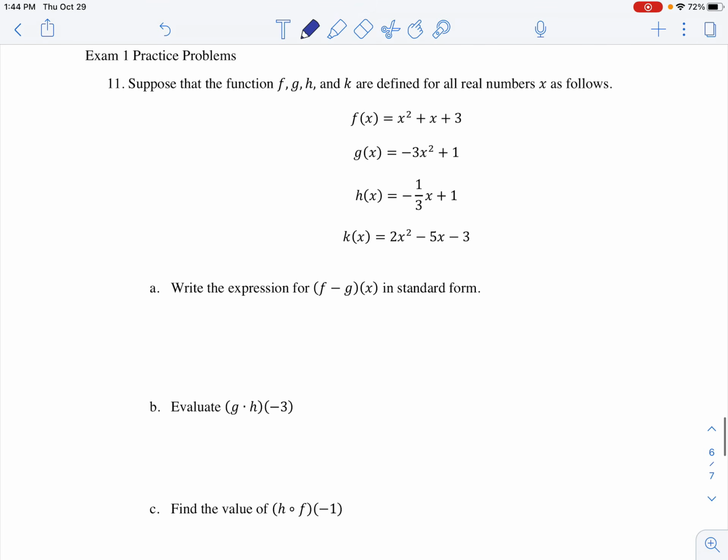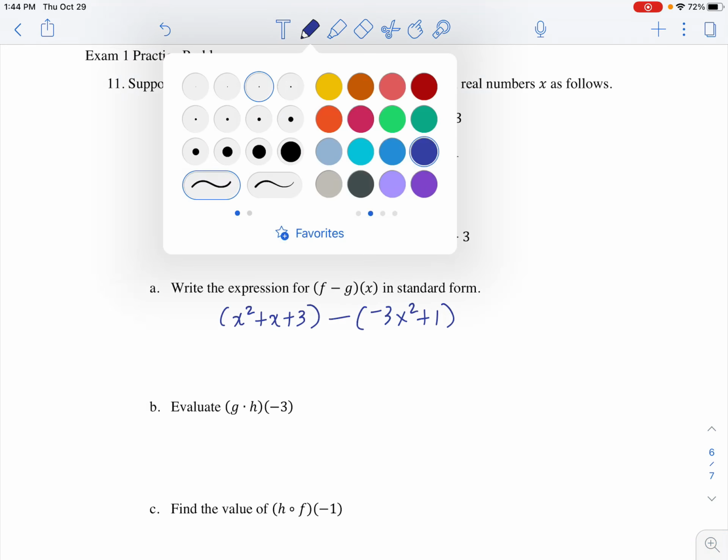The first one they want you to find is f minus g of x. So simply, you need to just subtract f minus g. We're going to subtract them. So I'll do x squared plus x plus 3. That's what f is. That minus g, negative 3x squared plus 1. Notice I put them in a nice parenthesis.